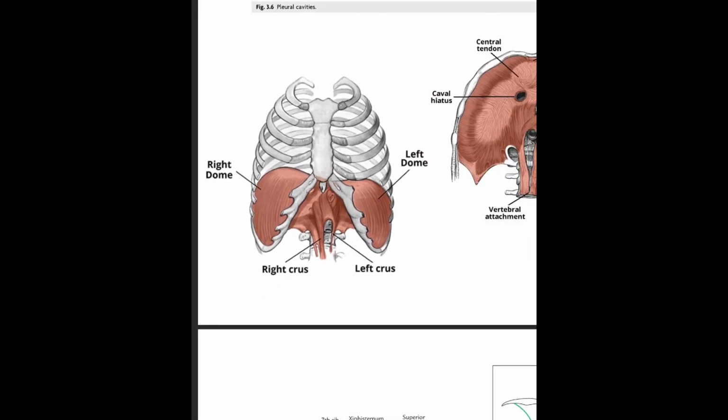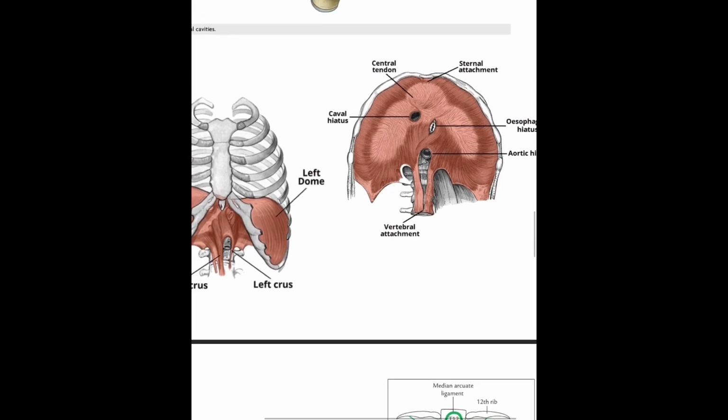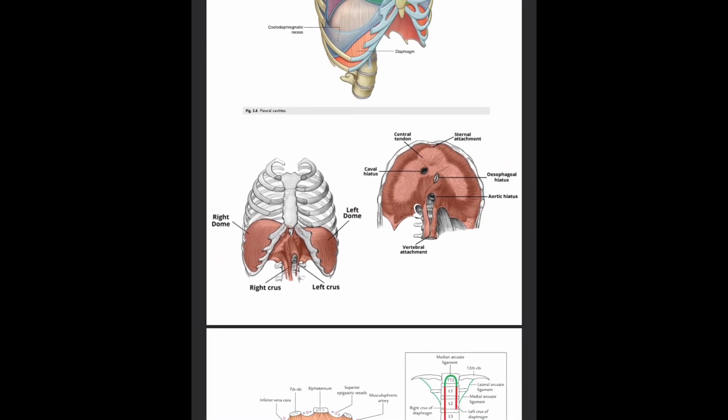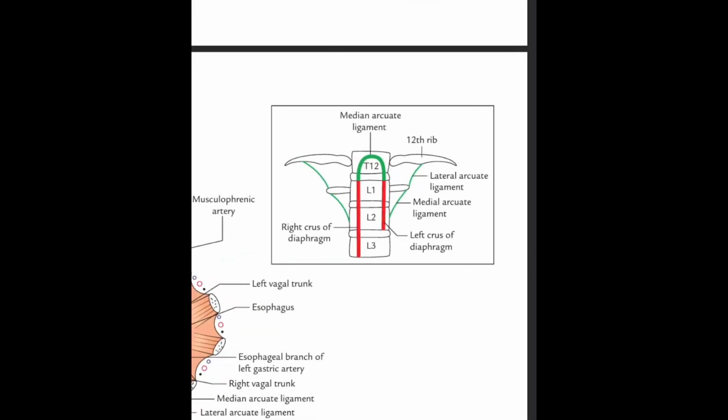So the five arcuate ligaments are the median arcuate ligament, medial arcuate ligament and lateral arcuate ligament. There is one median arcuate ligament, and then the left lateral arcuate and right lateral arcuate ligament, and the right medial arcuate and left medial arcuate ligament.